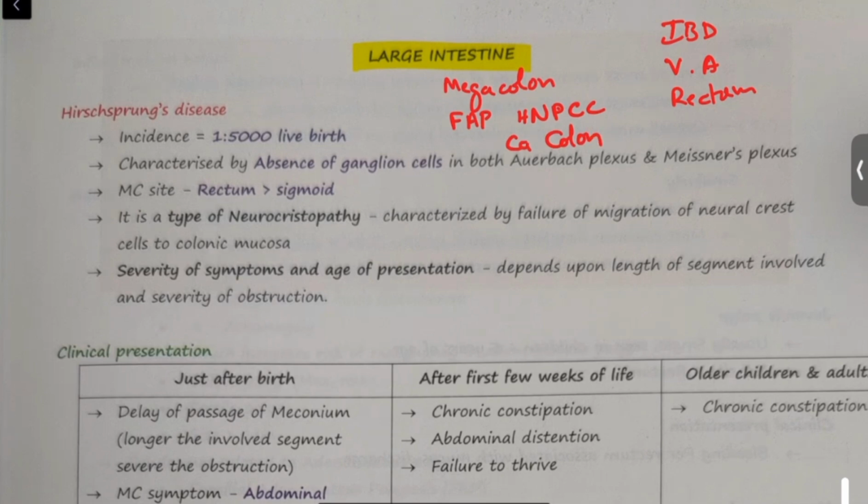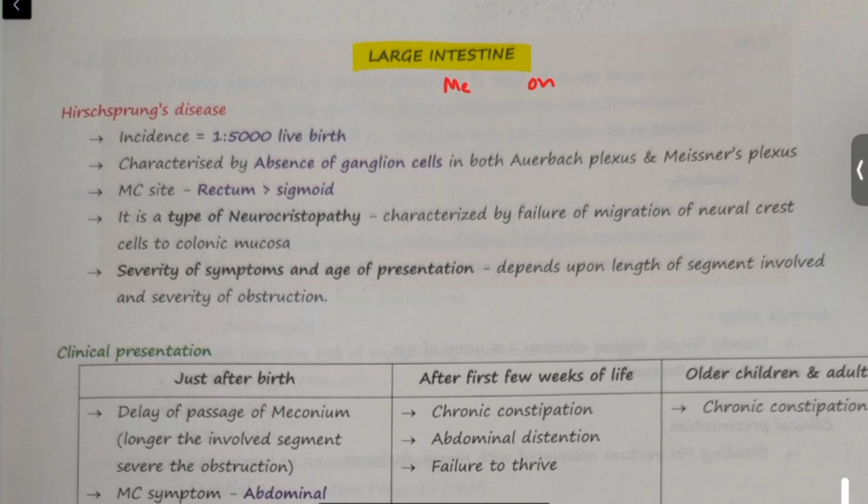After this we'll have a brief discussion about ileostomy and colostomy. These are the two surgical procedures which are usually performed. What are the types of ileostomy and colostomy? How are they useful? All this we'll discuss today. So, starting with the first pathology of the large intestine, that is Hirschsprung's disease.